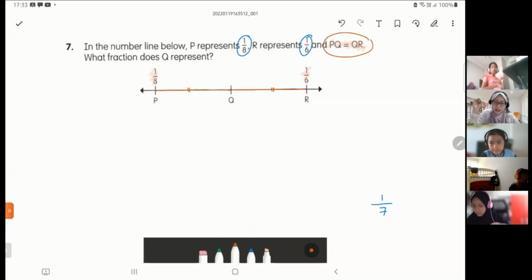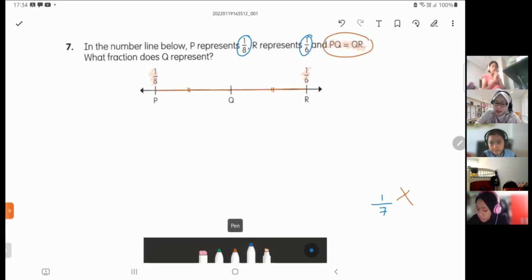What fraction does Q represent? Yeah, I know you'll be tempted. You will be tempted to say that this is 1 over 7 because there's a pattern: 1 over 8, then blank, then the next one 1 over 6. So the blank is 1 over 7. But no, you cannot do this question like that. Cannot. This is not about a pattern or I think there's a pattern. No, there's no pattern here at all.